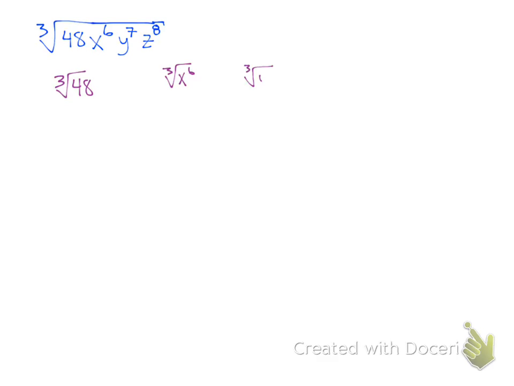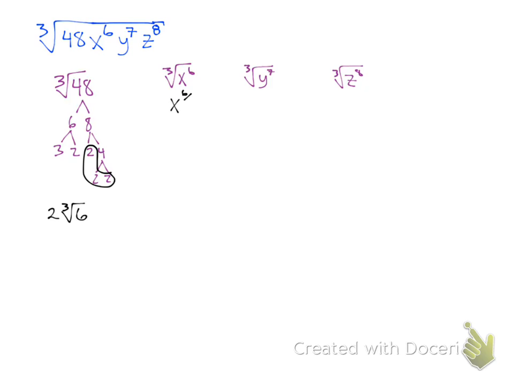So we got the cube root of 48, cube root of x to the 6th, cube root of y to the 7th, and the cube root of z to the 8th. So take the 48, break it apart, simplify that first. So since it's a cube root, you need 3 of the same number to make a group. So you got a group of 3 2's, that goes on the outside. The leftover parts you multiply and you put back on the inside.